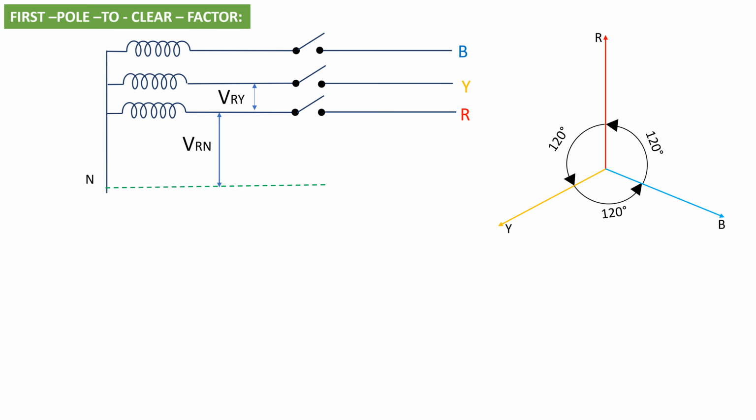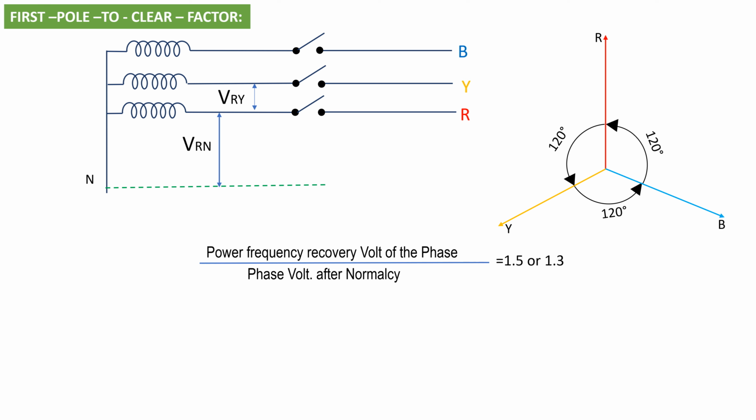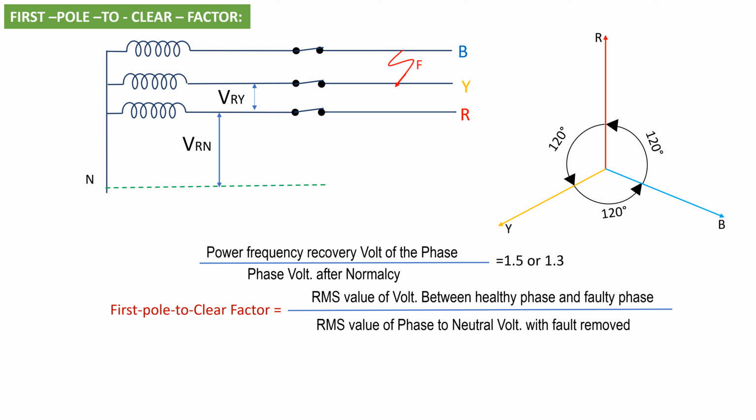In the first pole where the arc is extinguished, the power frequency recovery voltage of the phase divided by the phase voltage after normalcy is equal to 1.5 or 1.3. So, the first pole to clear factor is equal to the RMS value of voltage between healthy phase and faulty phase divided by the RMS value of phase to neutral voltage with fault removed. That is VRY by VRN.